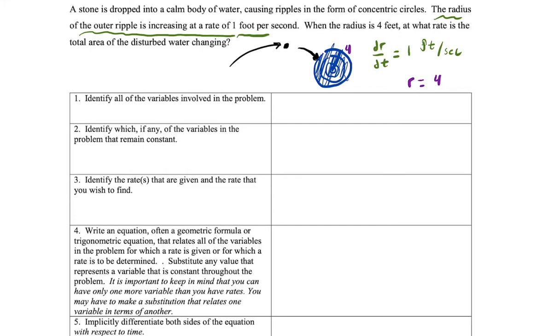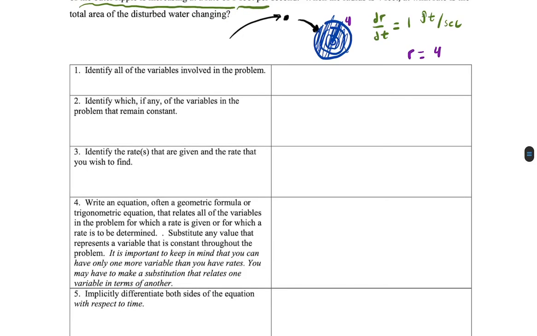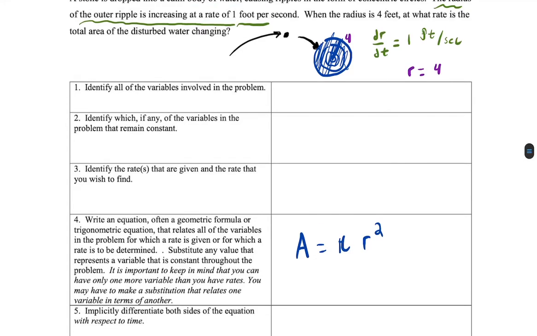And so we can pretty much skip to part 4 here. Write an equation that links all of these things. Well, it's the area of a circle. I know the area of a circle is equal to pi times the radius squared, and as long as I differentiate with respect to time, I'll be able to plug in the radius and the speed of change of the radius and find how fast the area is changing, because we want to know at what rate the total area of the disturbed water is changing.